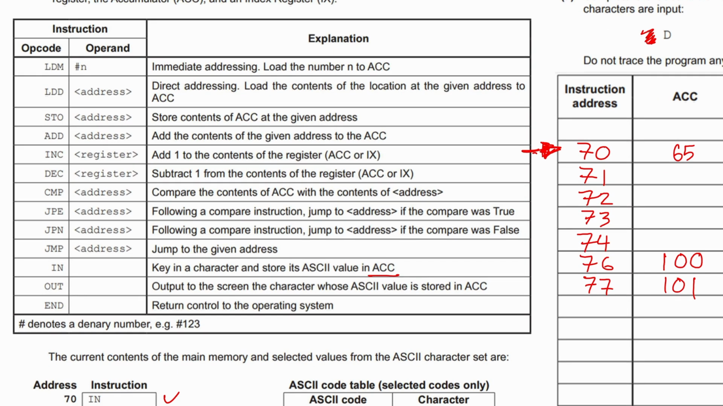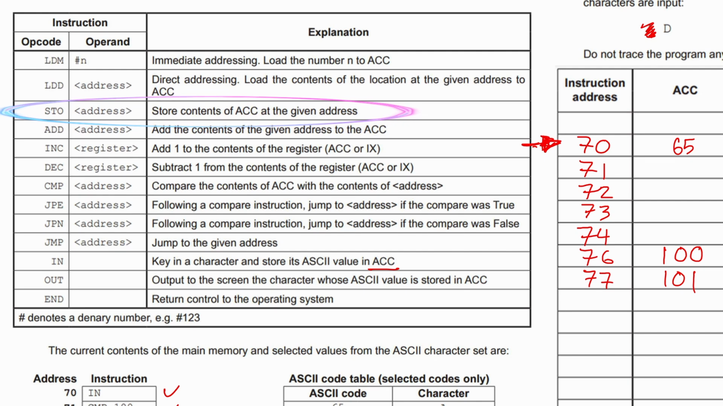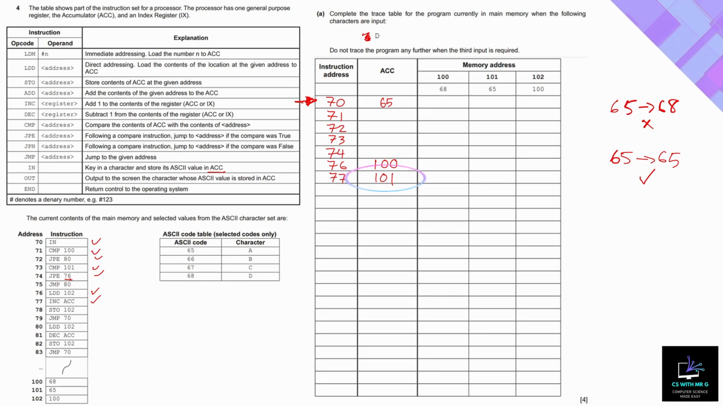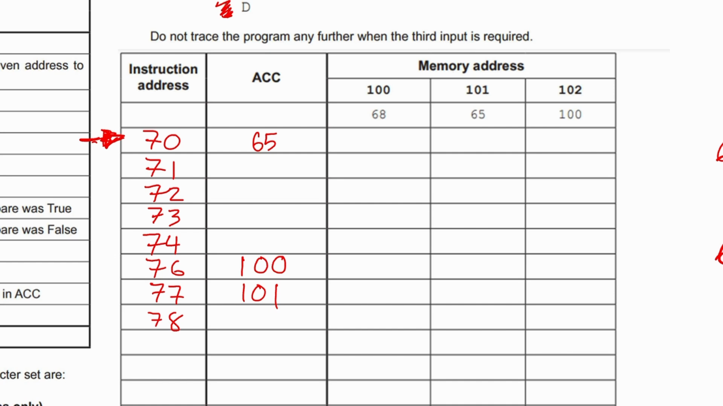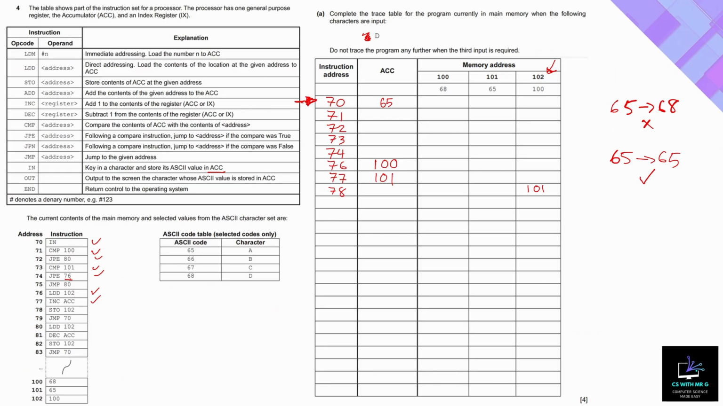We move on to the next instruction, STO 102. STO, back to the table: store the contents of the accumulator at the given address. So the accumulator currently contains 101, and we are going to store that in position 102. So I've written the instruction address again, and we are storing 101 in this position here. As we can see, memory address 102, we come to this column. Notice how I've kept it in this row to keep the trace table nice and organized.